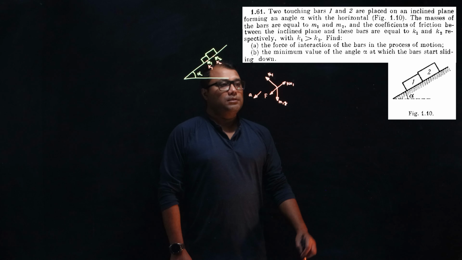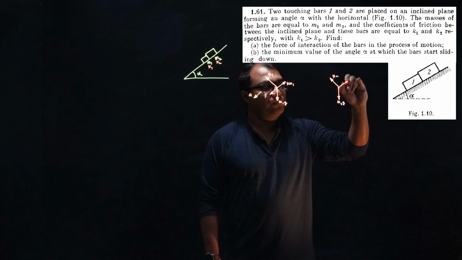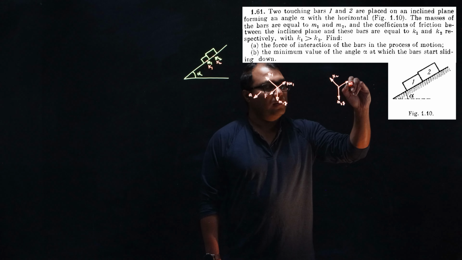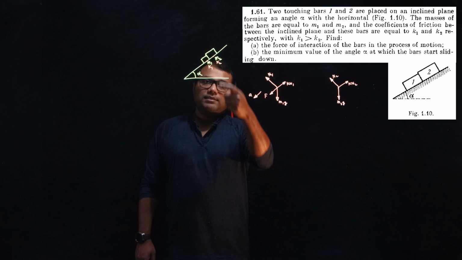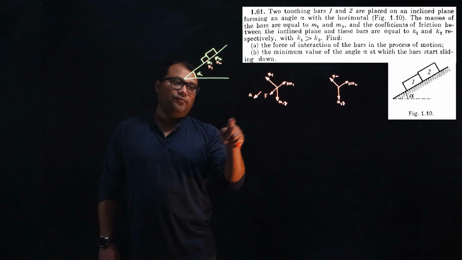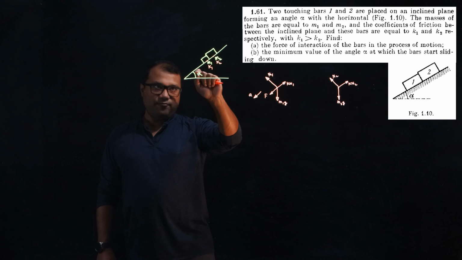Similarly, let's draw the free body diagram of m2. m2, the Earth's pull m2g. There is this normal reaction n2. There is this friction force k2 n2. Okay. Now, since m2 exerts a force of interaction F on m1, m1 exerts a force of interaction F, or minus F, in the opposite direction on m2.